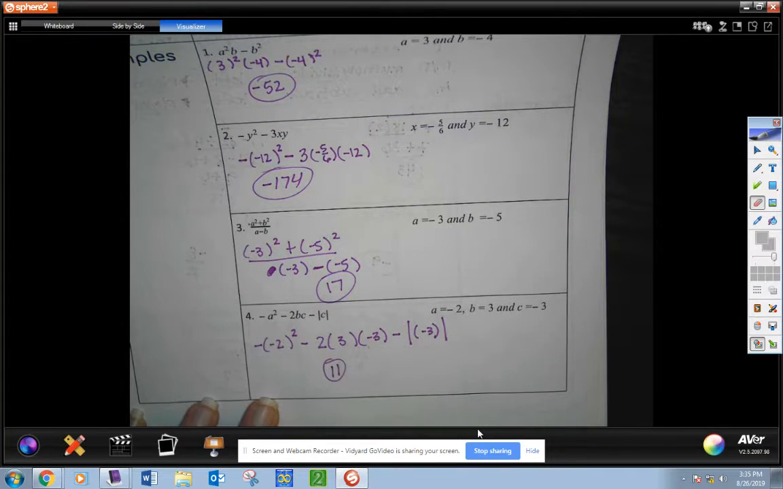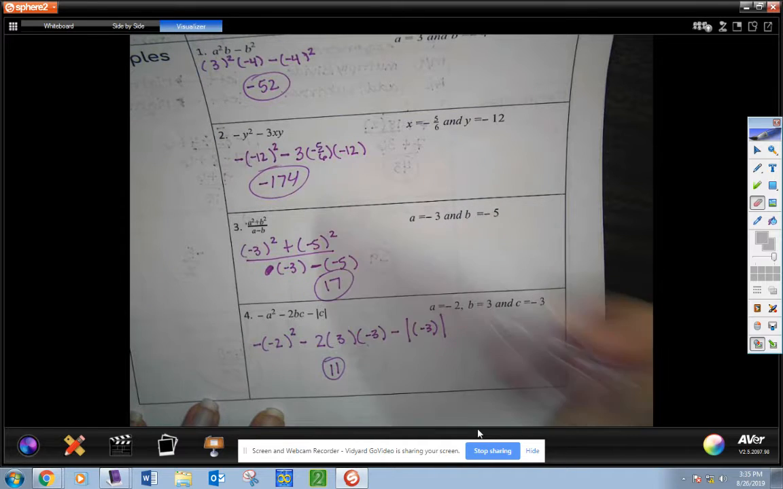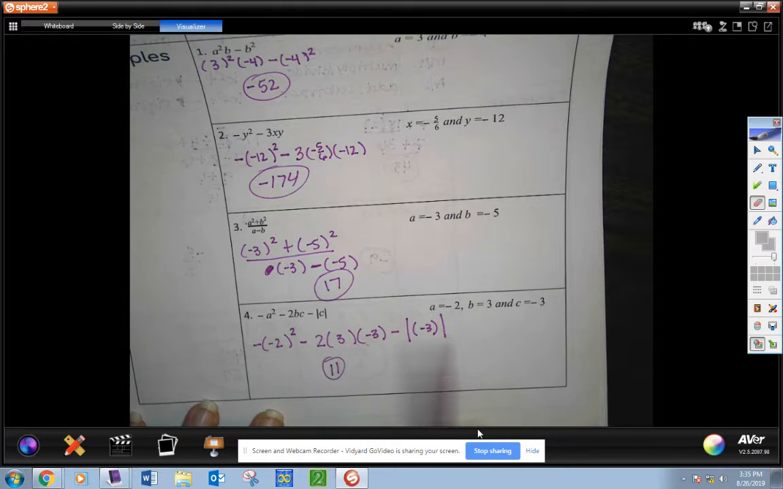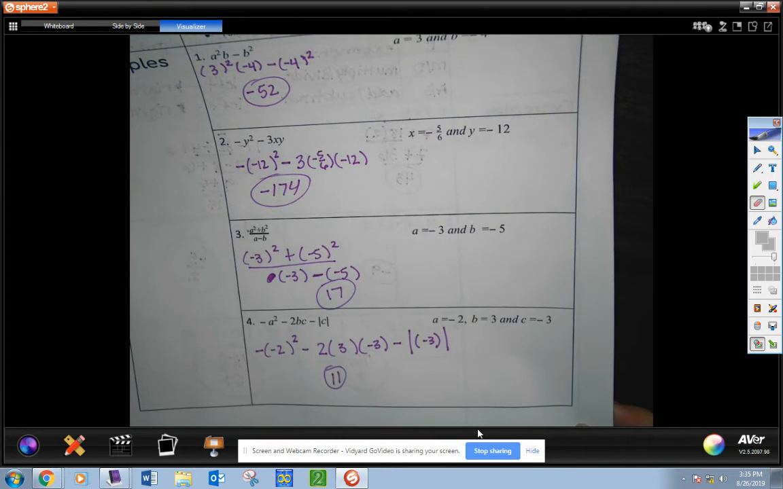So now, when you get your worksheet, you're going to have to do the exact same thing. The first thing you're going to have to do is show me the plugin. If I don't see this plugin, I'm not giving you credit. But if you show the plugin and then just use the calculator for your answer, you are good. So you're going to do all 12 problems. And if you have any questions, let me know.